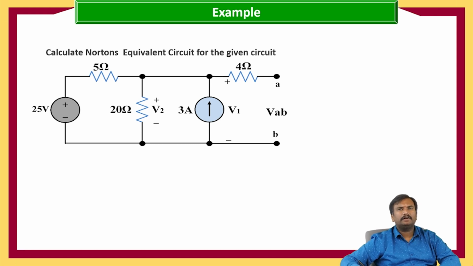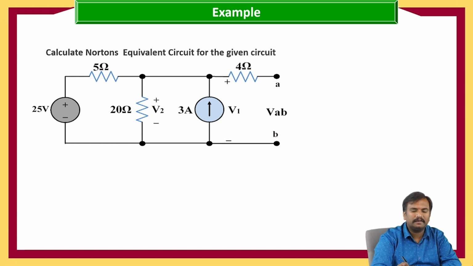Now we need to calculate the Norton's equivalent for the given circuit. For this circuit, we need to calculate the Norton's equivalent between the A and B terminals. First, the open circuited terminals are already given. For calculating the Norton's equivalent resistance, we need to replace the voltage source with a short circuit and the current source with an open circuit. Now I am making it a short circuit.